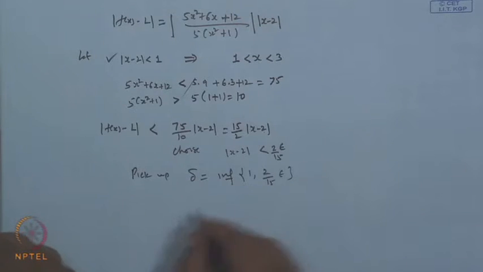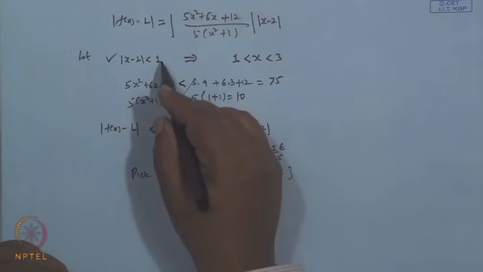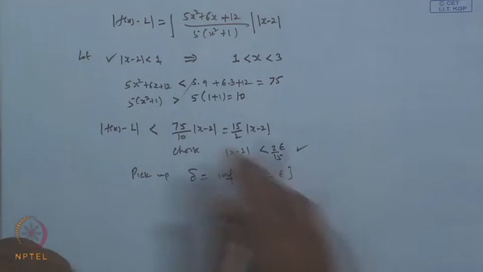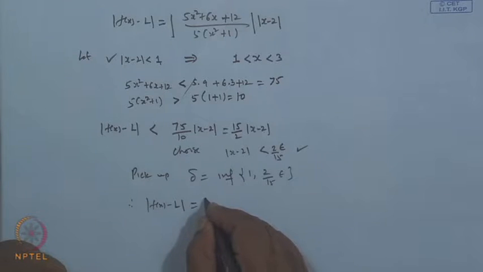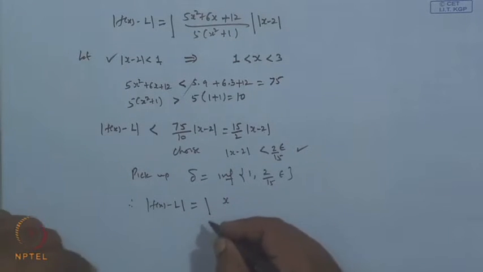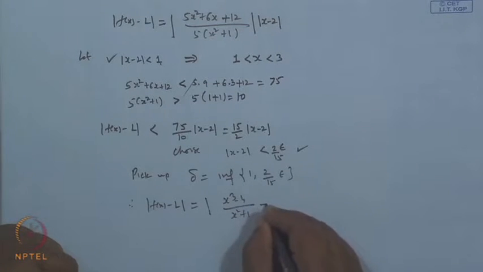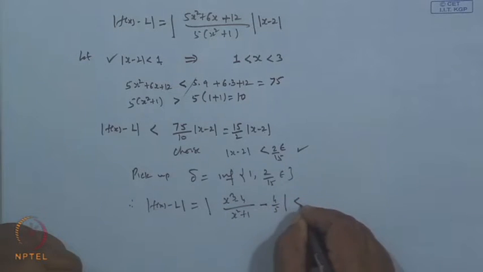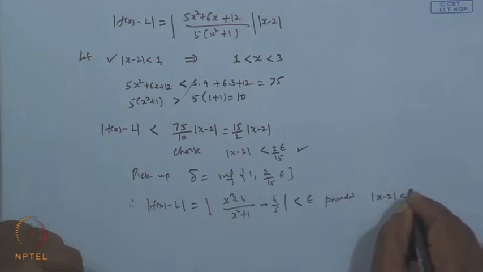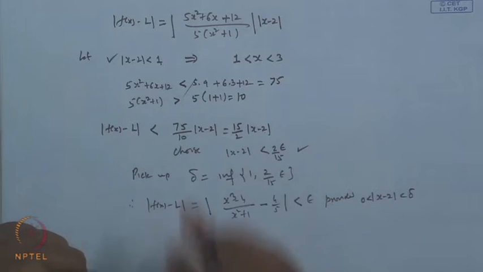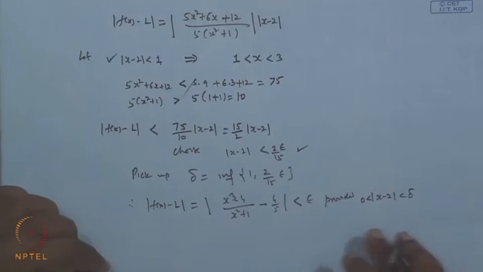Then with this delta, if we take this delta as this, then this condition is satisfied as well as this condition is satisfied. Therefore, mod of f x minus L, that is equal to what? Mod of x cube minus 4 divided by x square plus 1 minus 4 by 5. This will be less than epsilon provided mod x minus 2 is less than delta and greater than 0, because x may not be 2. But here of course, there is no problem, we can also take 2. Okay, so we can choose them.